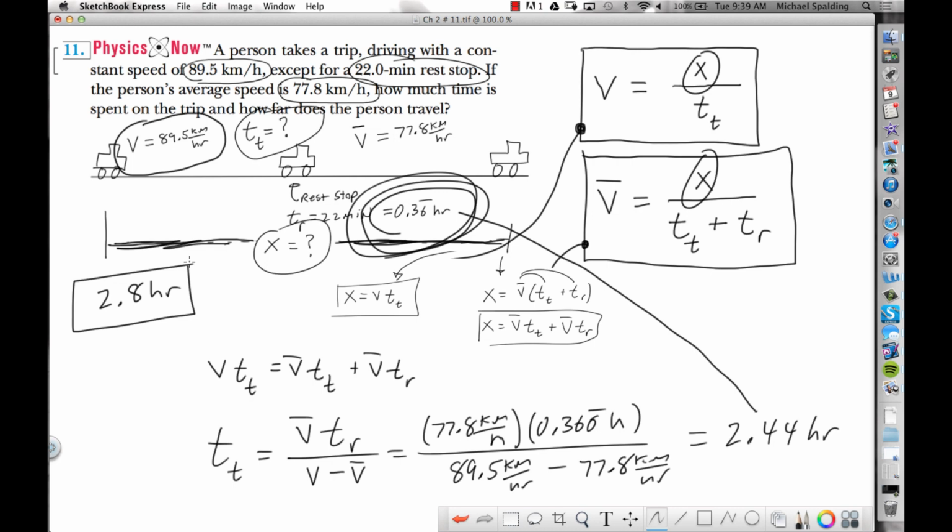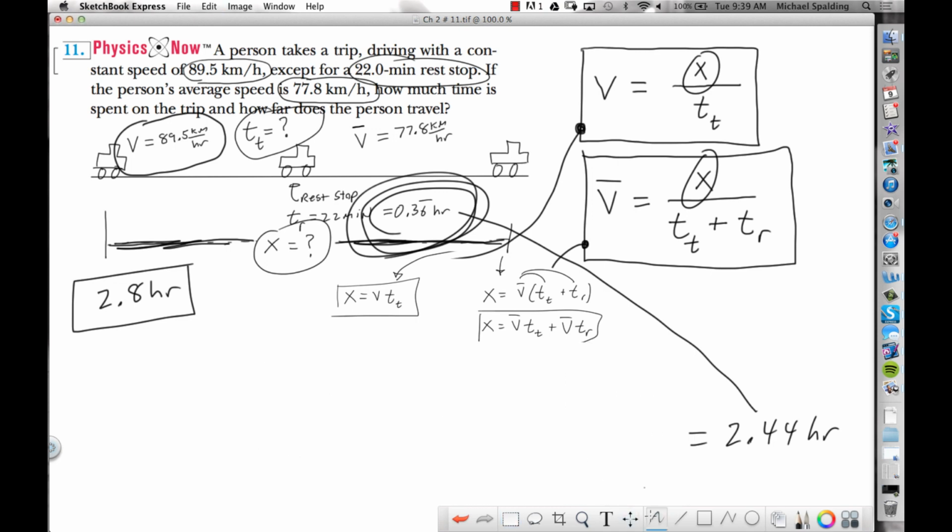Now, second question was, how far does the person travel? So to find out how far the person travels, it's a very quick calculation. You just go x equals, so looking at the first kinematic, x equals 1/2 a t squared plus v initial t. What's the acceleration here? It says right here, constant speed. If the person moves with constant speed, the acceleration is 0. There is no acceleration. So the displacement is just going to be v times t.